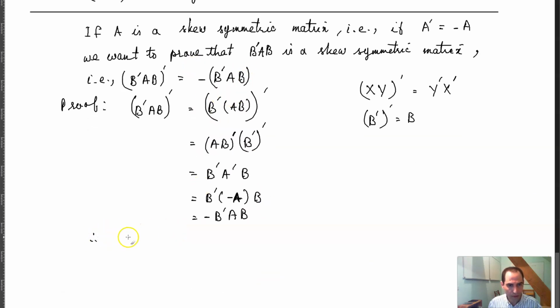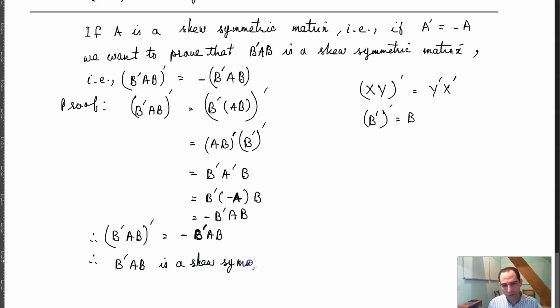And therefore you can say that (B prime AB) whole prime is equal to negative B prime AB. Okay, and that basically means that B prime AB is a skew symmetric matrix.